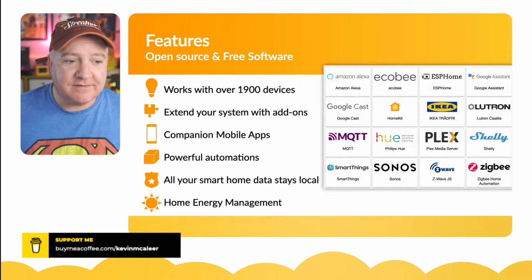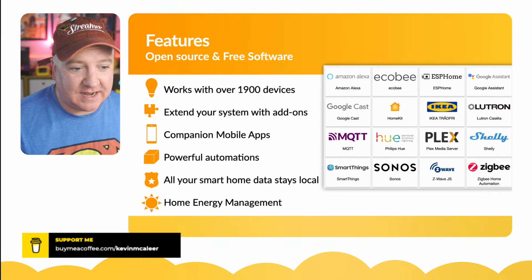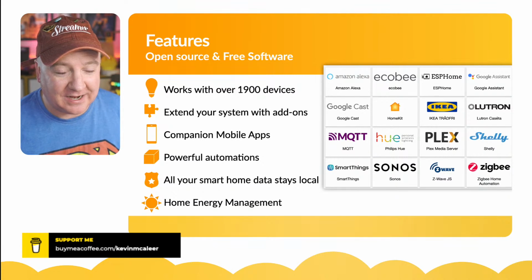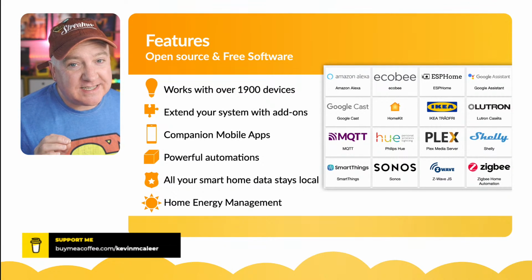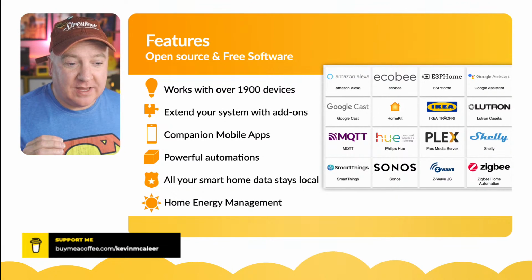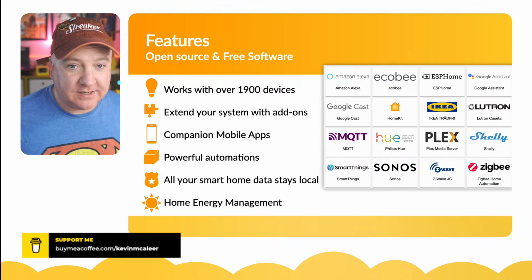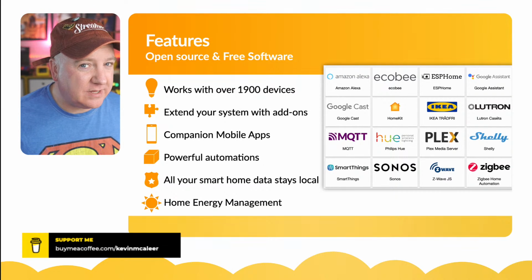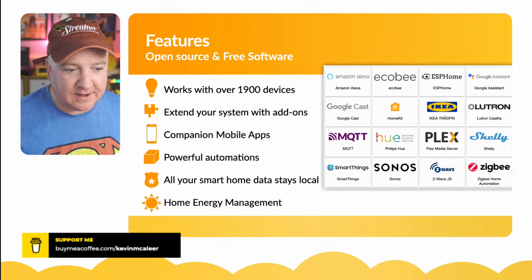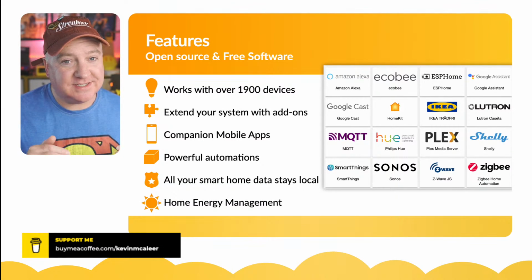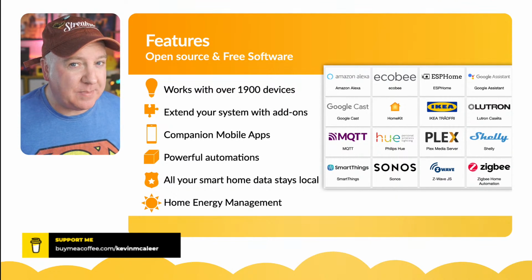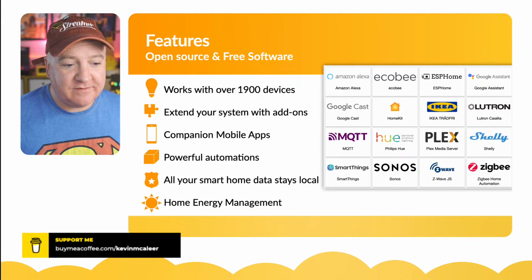So some of the features we have on Home Assistant: it works with over 1,900 devices, and this is probably an out-of-date number now. I suspect it's probably way over that. You can extend your system using add-ons. It has a companion mobile app, which I've downloaded again for free. There are some powerful automations that you can do in there. I would say there is a little bit of a learning curve on doing the home automations, and we'll have a look at that. And all your smart data stays local, so you are in complete control of where your data goes, and for me, that's quite a big one. And home energy management, they've also got into the solar and car charging thing.